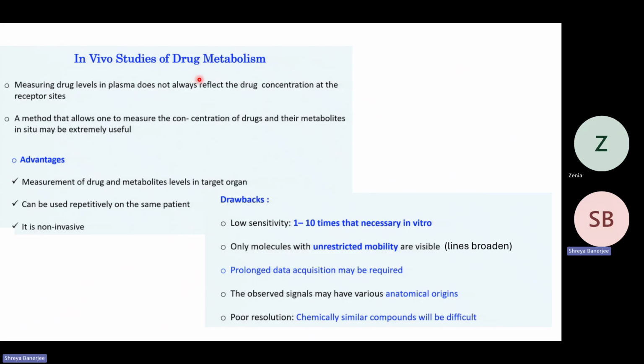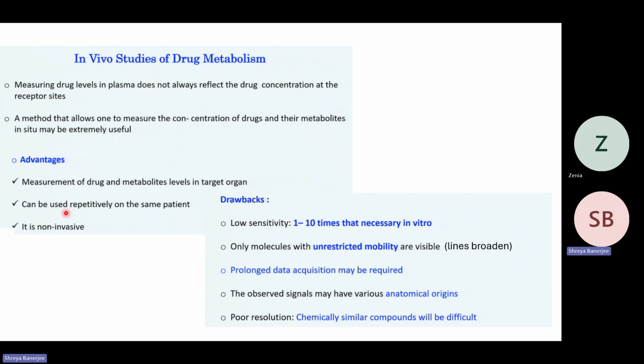In in vivo studies of drug metabolism, the advantage is this: measuring the drug levels in plasma does not always reflect the drug concentration at the receptor site, because plasma is not being withdrawn from the receptor site, it is just being withdrawn from the blood. That can be anywhere. So in vivo takes care of that because you are directly measuring the drug and the metabolites in the target organ. It is a method that allows one to measure the concentration of drug and their metabolites in situ, that is in the target organ itself, which is very useful.